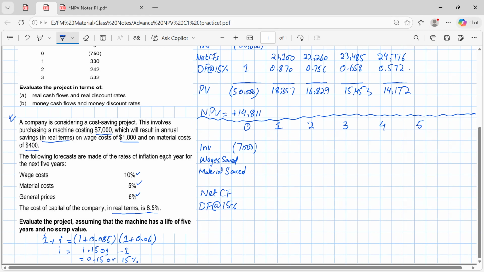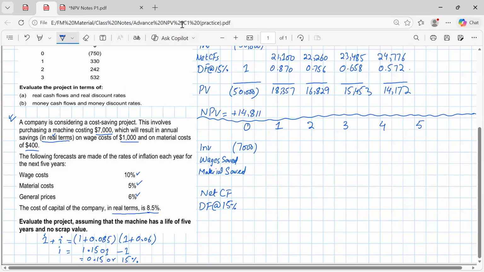Now we are calculating NPV using the money method, so I need money cash flows. My question to you both is: tell me what will be the wages saved for years one, two, three, four, five, and the material saved as well. How will you calculate that? What do you need to do? We are using the NPV money method. Cash flow, add the inflation to it. Yes, we need to inflate the cash flows, because we are using the money method of NPV, so obviously we need money cash flows. The cash flows given to you are in real terms, but now you have to inflate them.